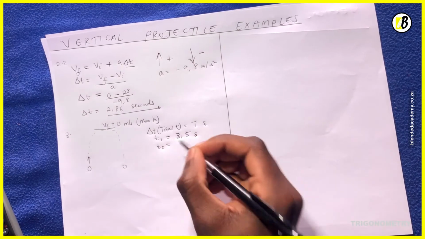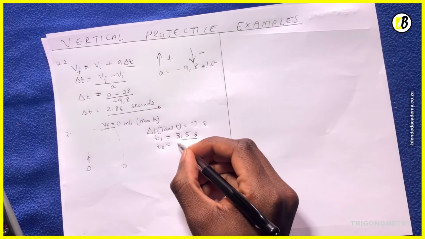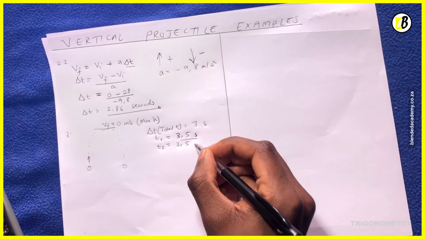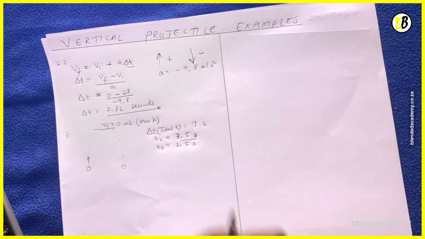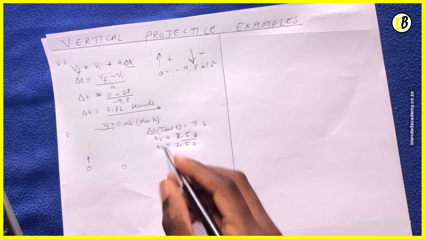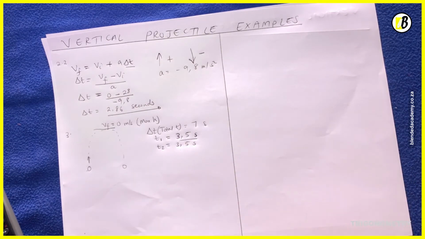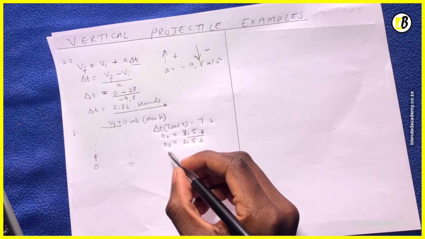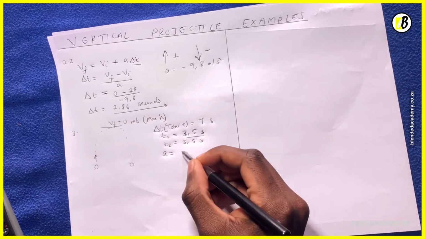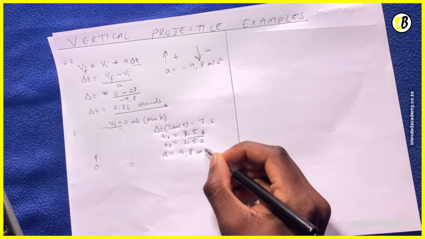So T1, this is the time to reach the maximum height, and then T2 will be the time it's going to take to go back to the thrower's hand. These two terms are equal, you understand? So assuming that it's going to take the same time to reach the maximum height as it's going to take from the maximum height back to the thrower's hand. So we have T1 and T2, those times are equal. And also we need to write our acceleration, which is 9.8 meters per second squared.